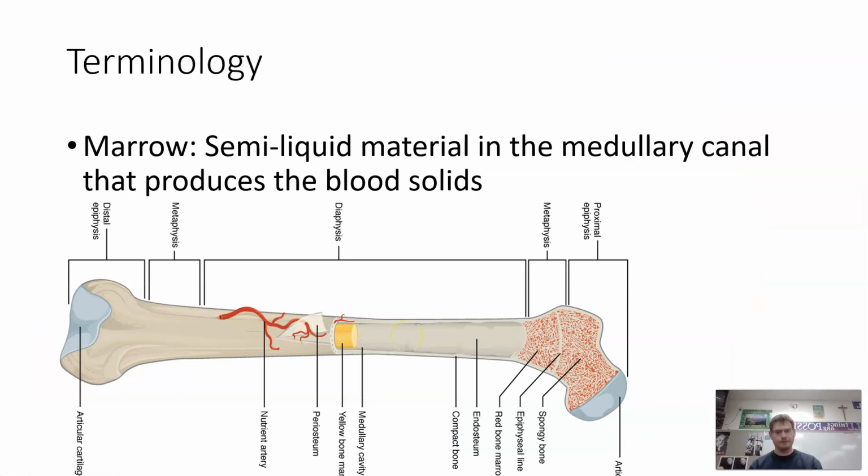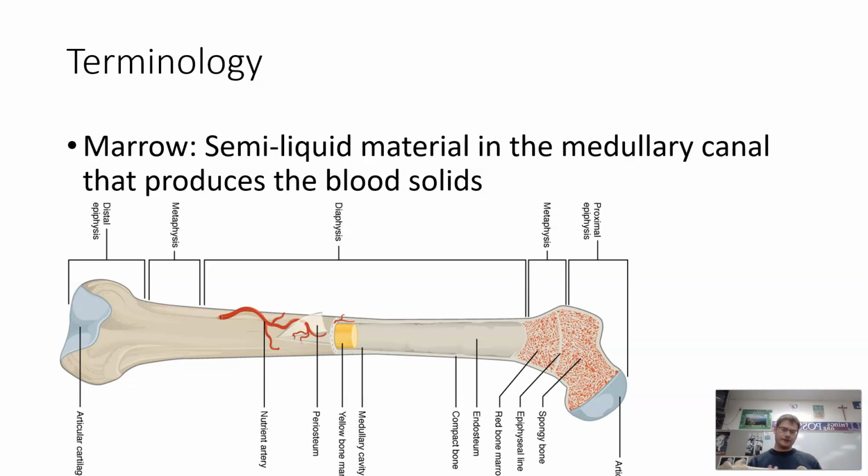Terminology continued. Marrow is semi-liquid material in the medullary cavity that produces blood cells. There are two types of marrow: yellow marrow and red marrow. Red marrow is at the ends of a femur or bone, and it's also in your ribs. So right here you'd have your red bone marrow, and in the middle you'd have your yellow bone marrow.